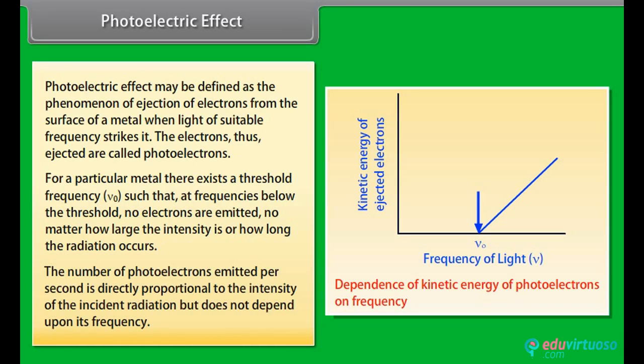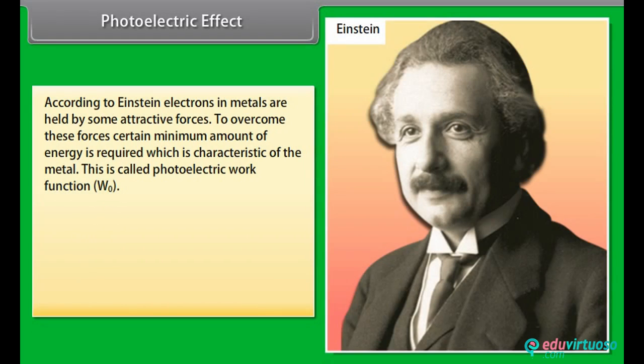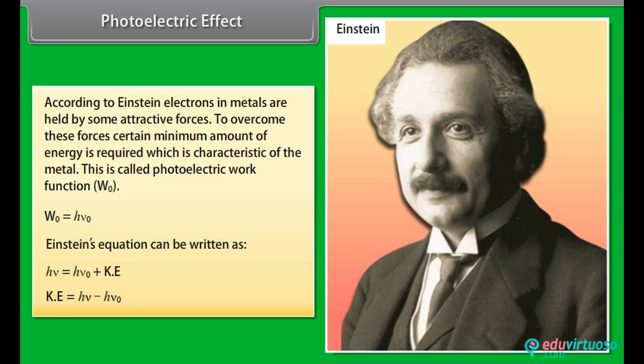The number of photoelectrons emitted per second is directly proportional to the intensity of the incident radiation but does not depend upon its frequency. According to Einstein, electrons in metals are held by some attractive forces. To overcome these forces, a certain minimum amount of energy is required, which is characteristic of the metal. This is called the photoelectric work function W0. W0 = h nu naught. The Einstein equation can be written as h nu = h nu naught + KE, so KE = h nu - h nu naught.